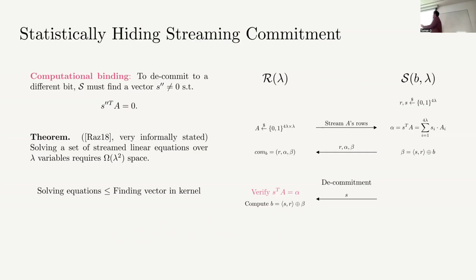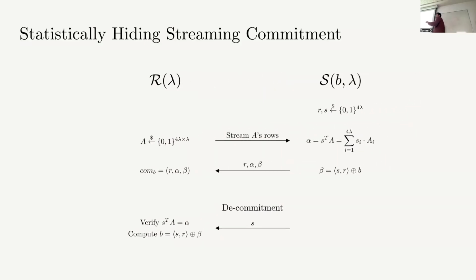And so our sender needs space O of lambda to execute, but it needs to have space less than lambda squared in order for this to be secure.